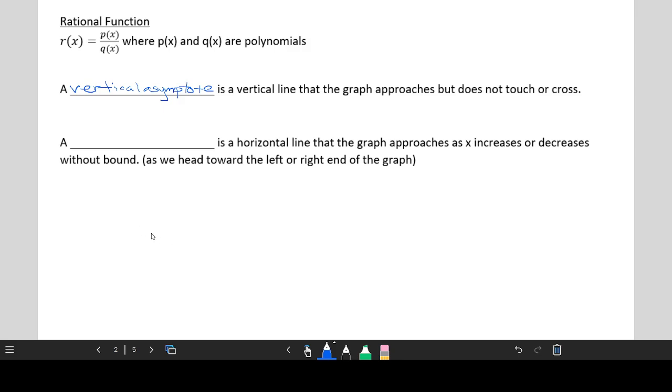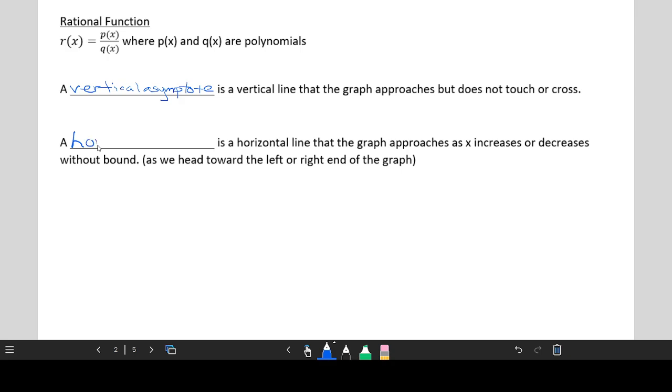A vertical asymptote comes from a value of x where the function is undefined. And so since we can't have a point at an x value that we can't substitute in, there's a couple different things that can happen, but one possibility is a vertical asymptote.